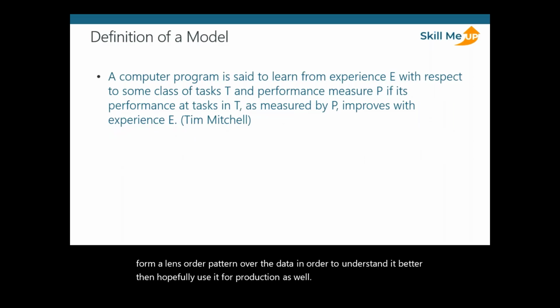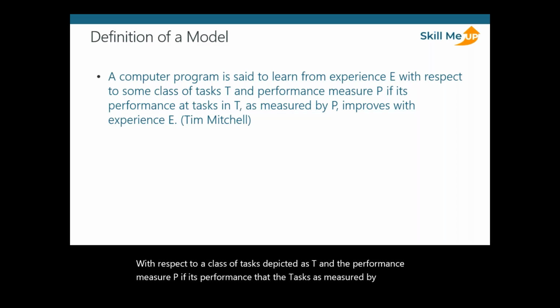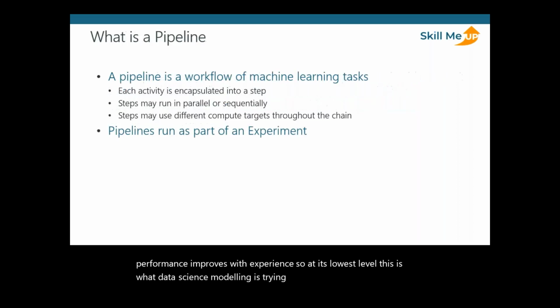Here's a good example of a model here. The model is said to learn from an experience E with respect to a class of tasks depicted as T and the performance measure P if its performance at the tasks, as measured by P, improves with experience. So at its lowest level, this is what data science modelling is trying to do.